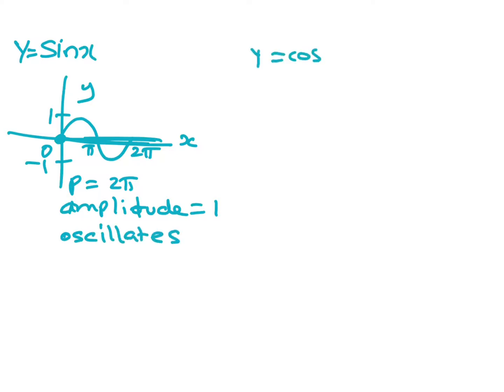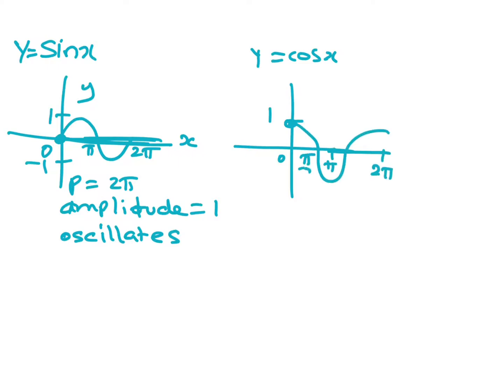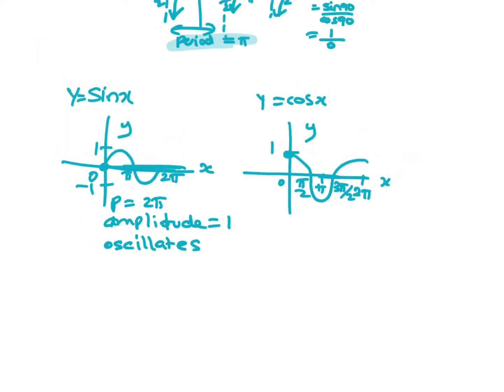So if you had y equals cos x, it's the same thing, except it starts at 1, because cos 0 is 1. So it's doing that, it's repeating itself after 2 pi, that's pi there, that's pi on 2, and 3 pi on 2, that's x, and that is y.